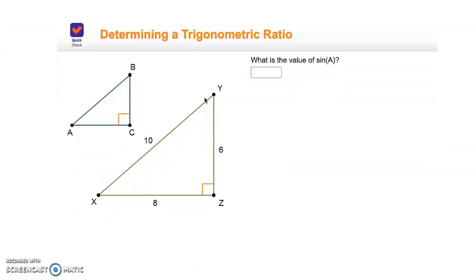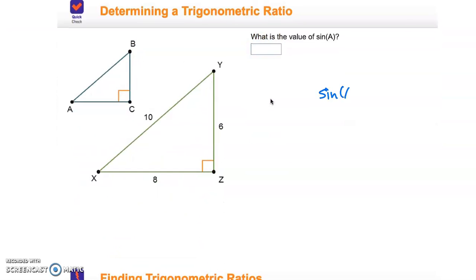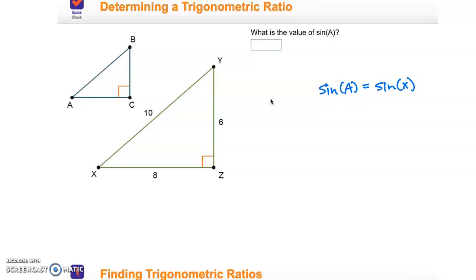So when you have a similar triangle and it says what is the sine of A, and we have no sides written here, because we have a similar triangle, we can know that the sine of A is equal to the sine of X. So we can find the sine of X is 6 over 10, which is 3/5. So that means the sine of A is also 3/5. So if you have similar triangles, the trigonometric ratios are equivalent.